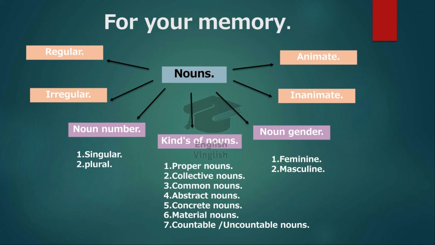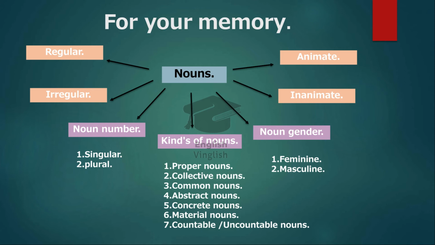Inanimate nouns refer to names of things that cannot move and things that are not alive. For example, stone, computer, desk, table, etc. So now let's move on to regular nouns and irregular nouns.